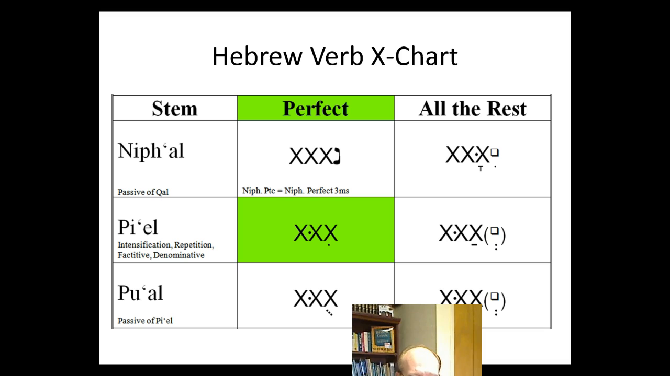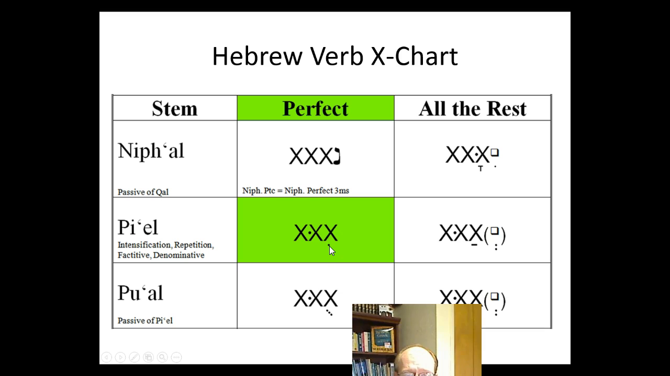So I want to call your attention to what's characteristic of the Piel. The reason for this chart is there are many forms, many vowel variations, but this chart identifies what doesn't change. The key characteristic is kind of like the common denominator for that verb stem. Well, in the perfect, the common denominator for the Piel is to have a hiriq under the first radical. So here's our first radical, and a hiriq under it, and a dagesh forte in the second radical. That's the key characteristic in the perfect.